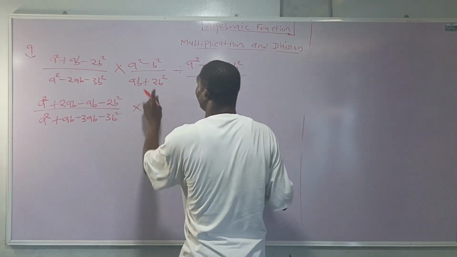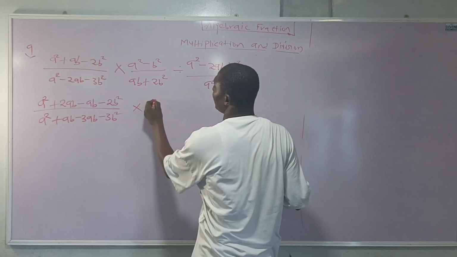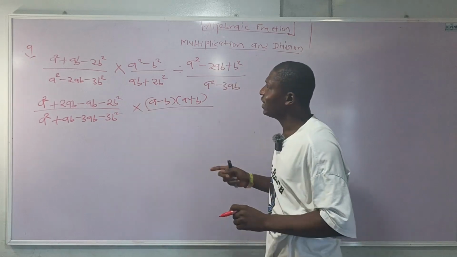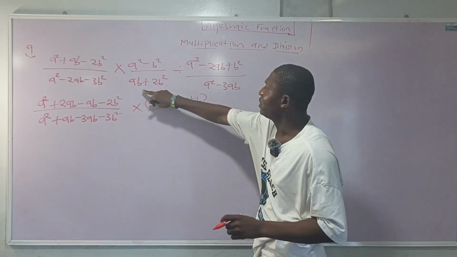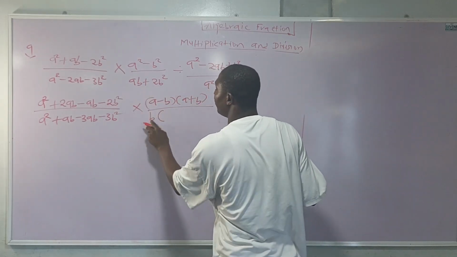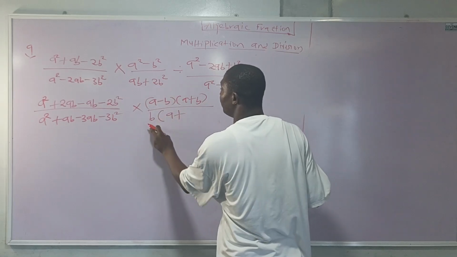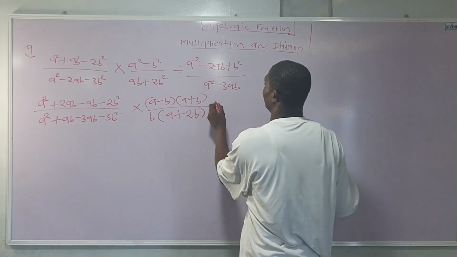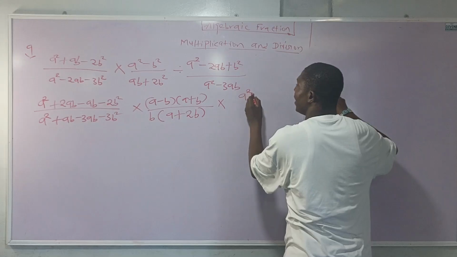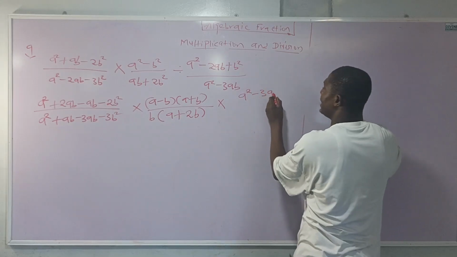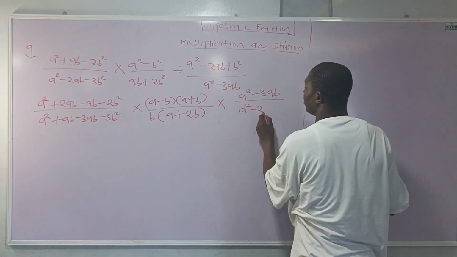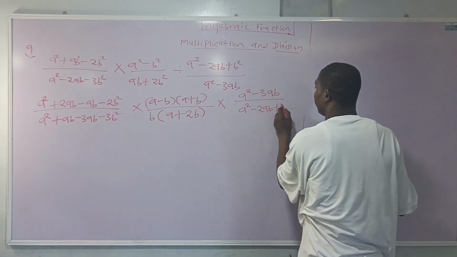And for the middle fraction, we have difference of 2 squares as the numerator. So I'll simply have a minus b and a plus b. And for the denominator of the middle fraction, I can see that b is common. And I'll have b brackets. ab divided by b will give me a. And 2b squared divided by b will give me 2b. And I'll change this immediately to multiplication. And I'll have a squared minus 3ab all over a squared minus 2ab plus b squared.